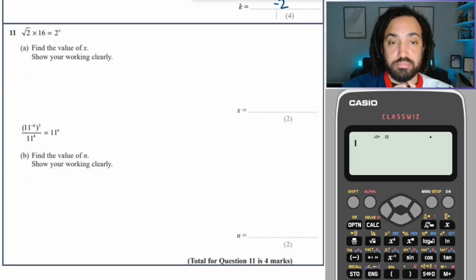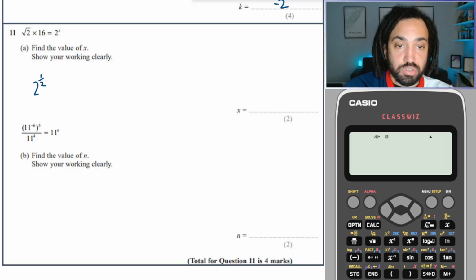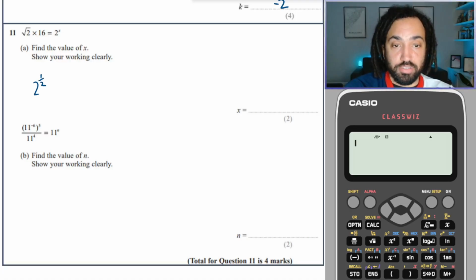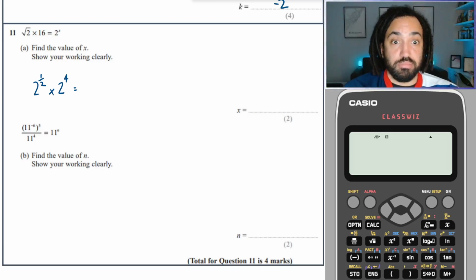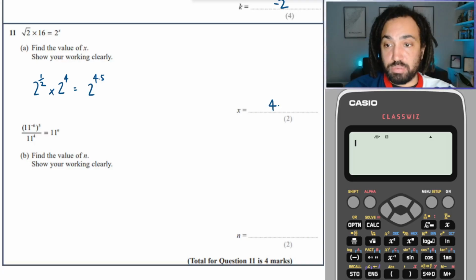Okay, right, something similar. Here I've got 2 to the half because the square root is to the power of a half. 16 is 2 to the power of 4. When we times terms which have bases the same, we add the powers. So I get 4.5, or 4.5. Whoops, I don't know why I wrote that as a 4, that should be a 2. So anyway, that means that x is 4.5.